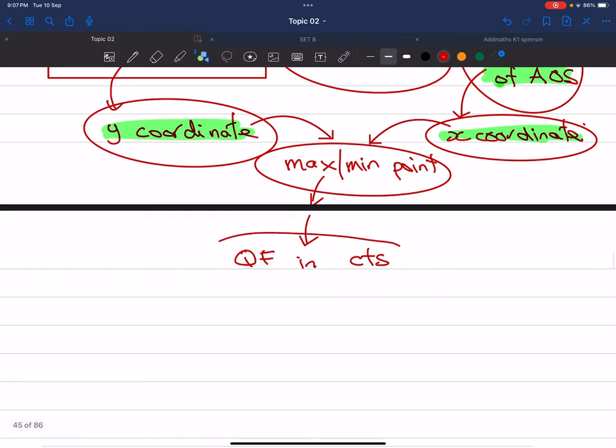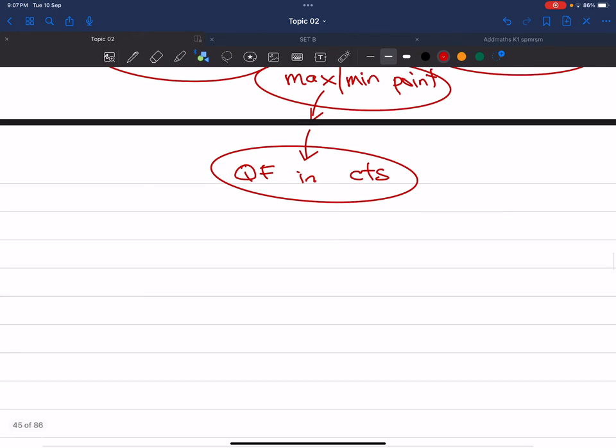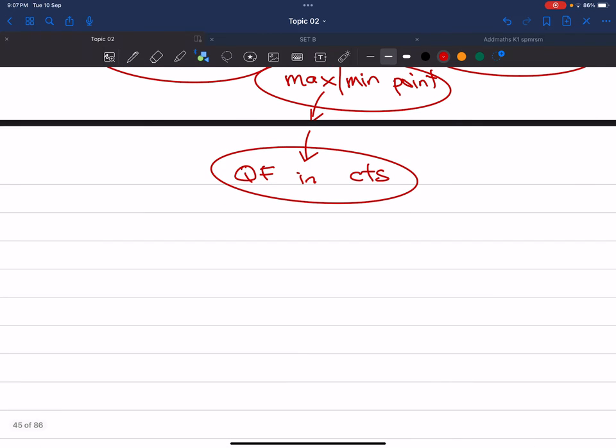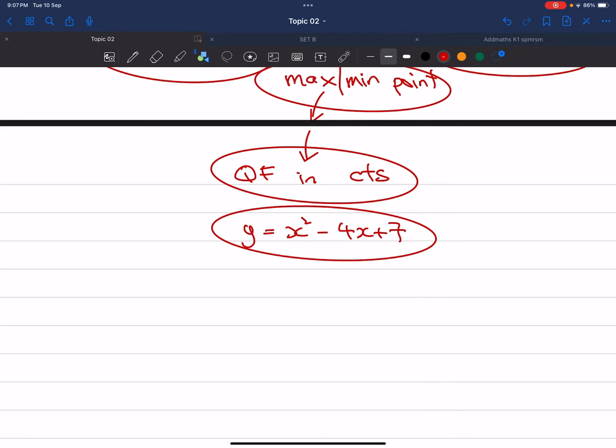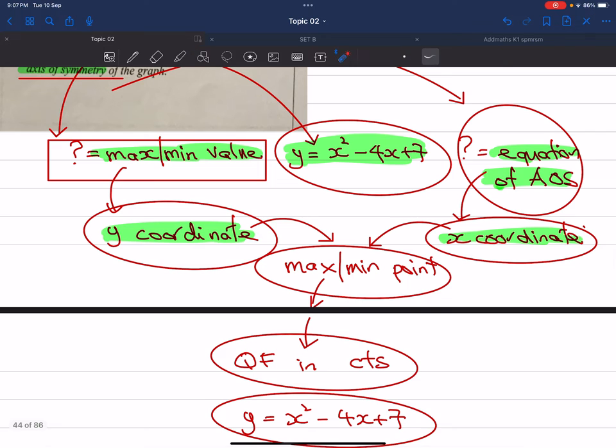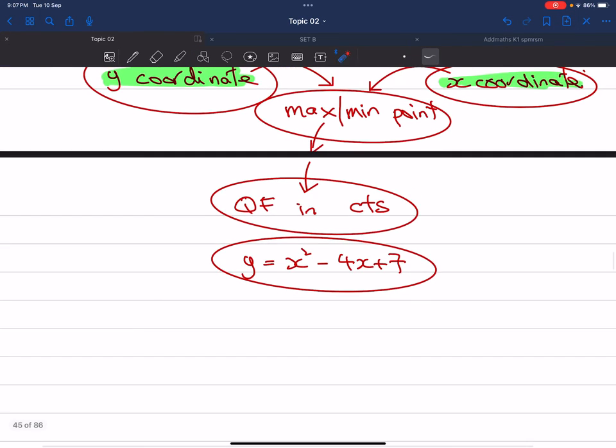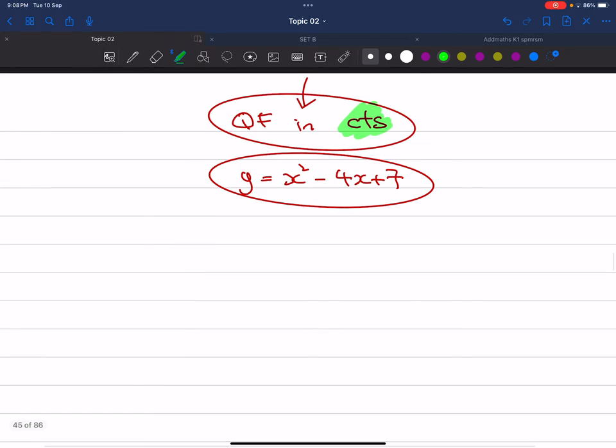So now we will take the given quadratic function, which was y equals x squared minus 4x plus 7. We will take this equation, which was given to us here, and we are going to complete the square, which I have done in the previous lesson. Now I'm going to complete the square.